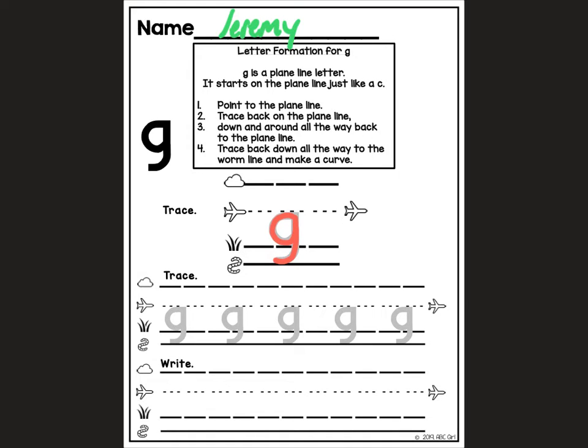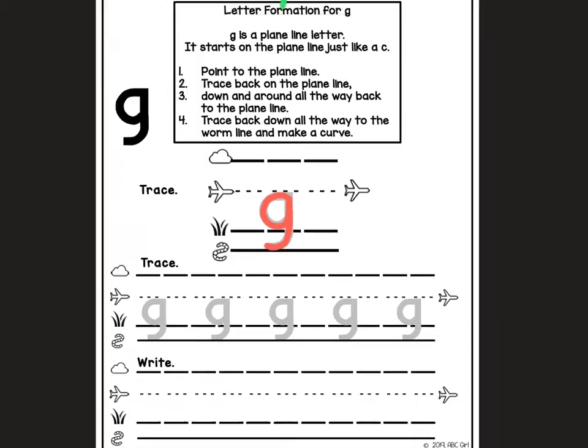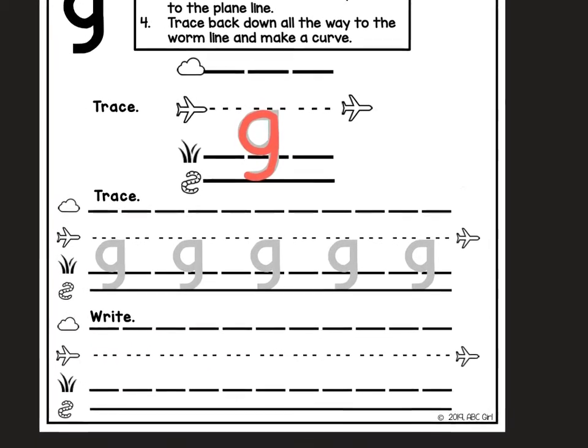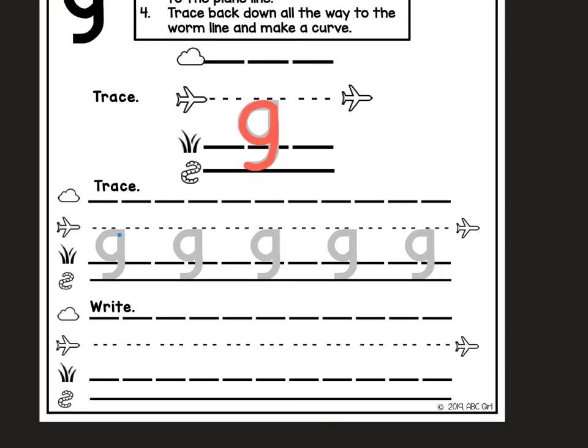Okay, so let's switch to blue and let's trace some of these letters. Okay, start the plain line, curve around and back up to the plain line, down past the grass line, down to the worm line, make a curve. Okay, plain line, curve around, down to the grass line, back to the plain line, curve straight down and curve at the worm line.